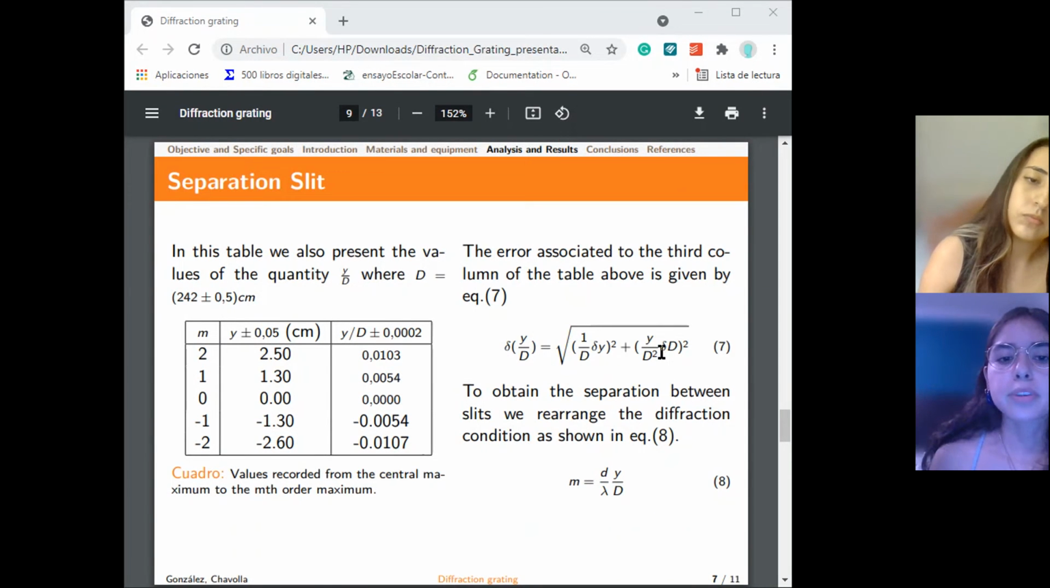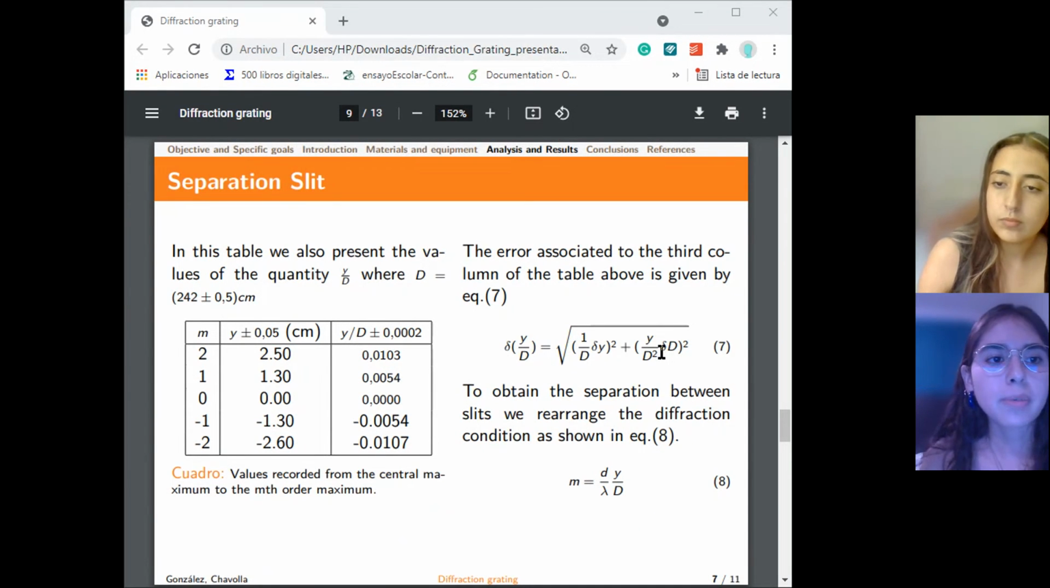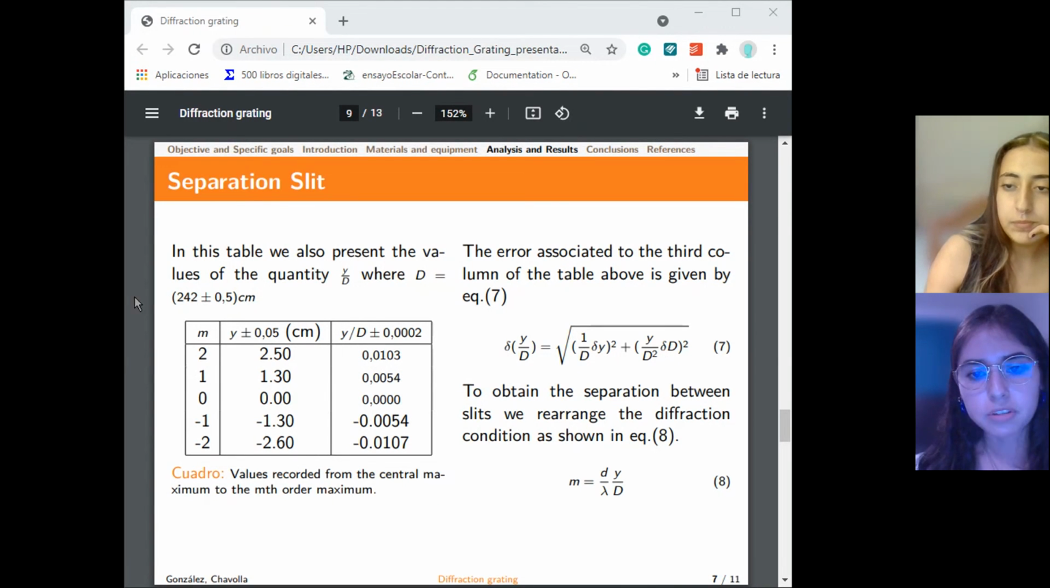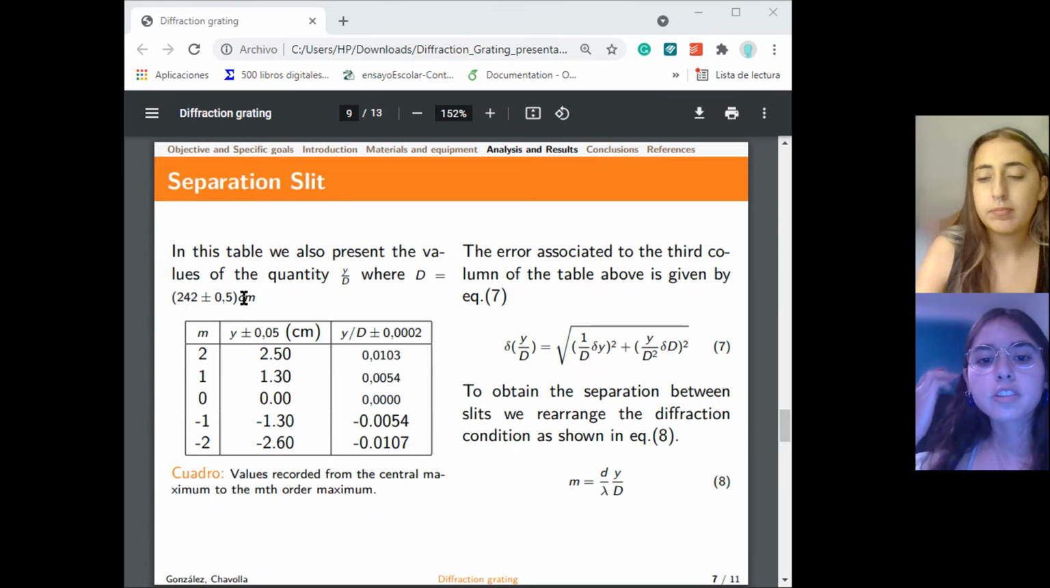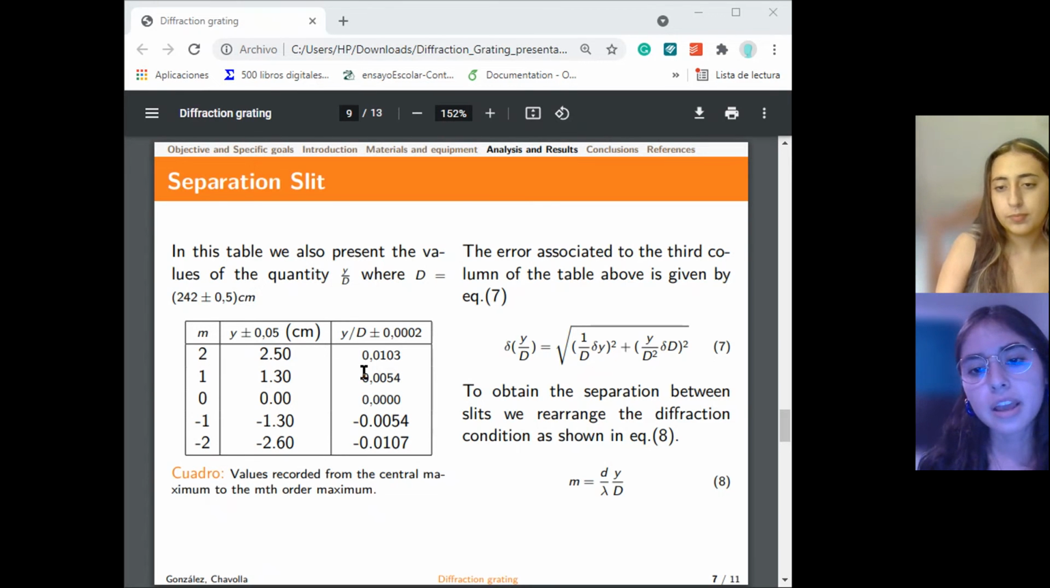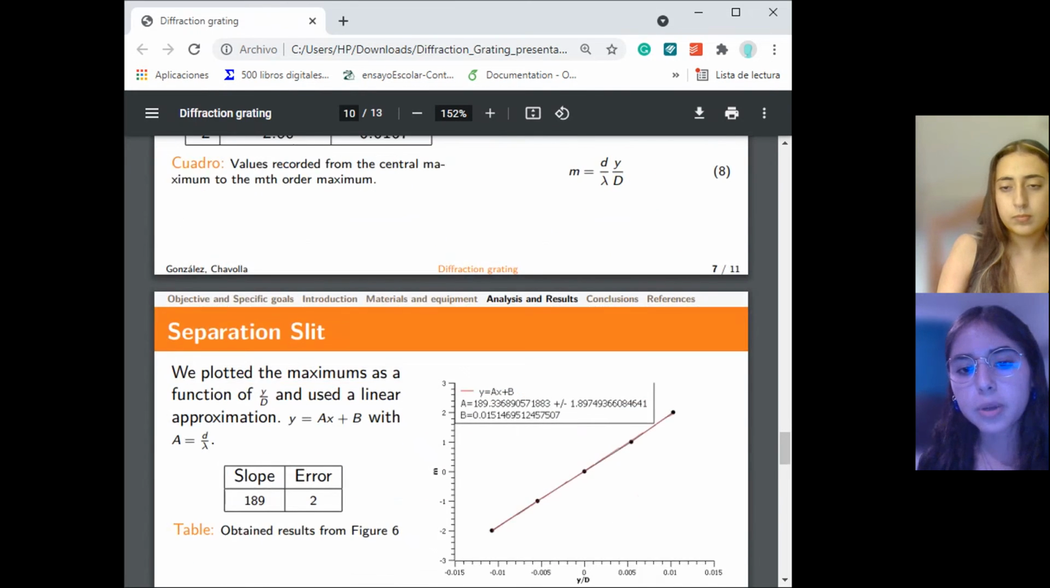Now, to obtain the separation between slits, we once more use the values of the distances from the central maximum to the maximums of order m as presented in the first table, but we also use the quantity in the third column, given by y divided by the distance from the slits to the observation screen. The error associated to this column was given by equation 7. And now to obtain the separation between slits, we have to rearrange the diffraction condition as we can see in equation 8.